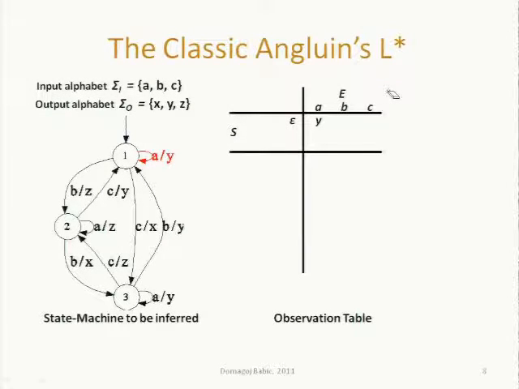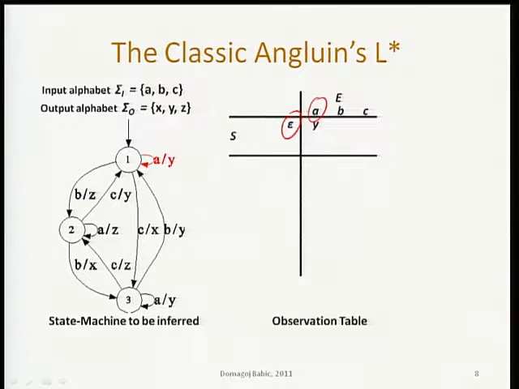So, for example, here we start with epsilon and then concatenate it with a. And so we get string a as the input. And then the response here is y. And so we store that in the table. We always store only the suffix of the response that's equal to the length of the string in the first row. So in this case, we store only a single symbol.